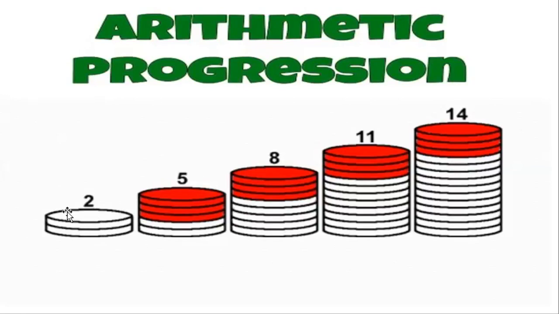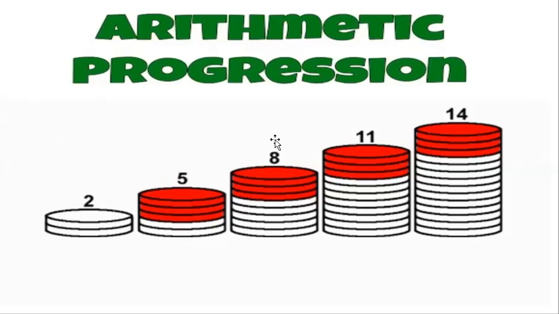There are 2 coins. In the second row, can you count 1, 2, 3? 3 coins are added and it becomes 5. In the third row, again, yes. Students, can you see what number of coins are added?